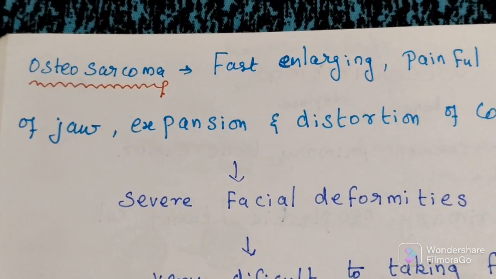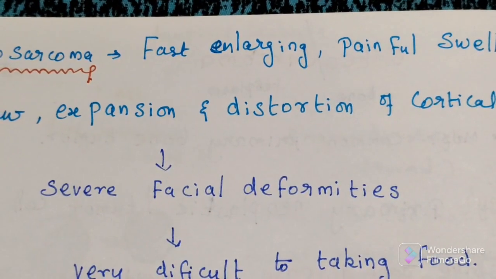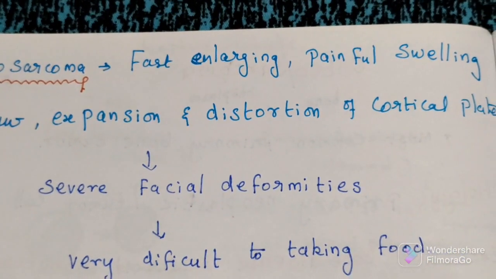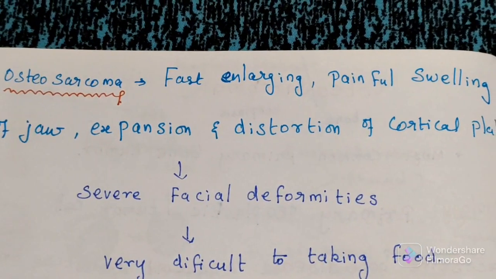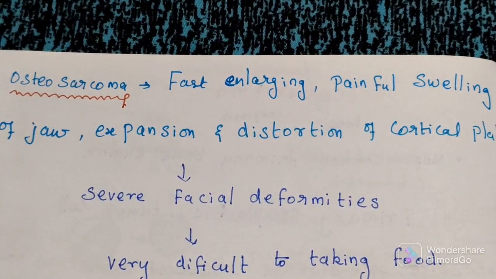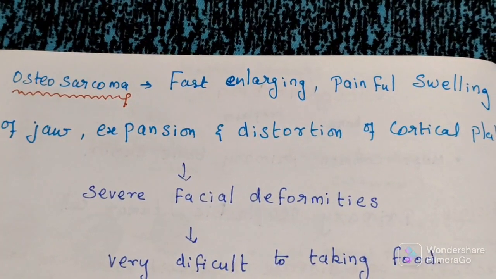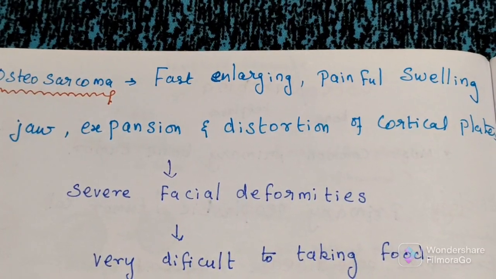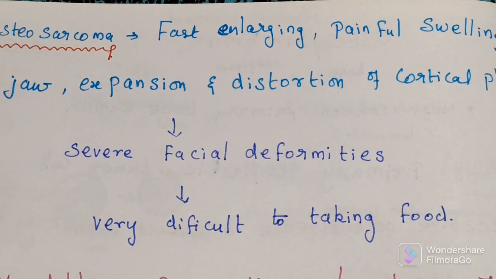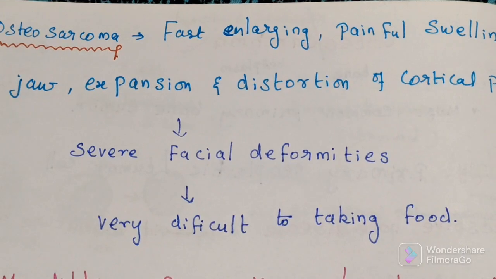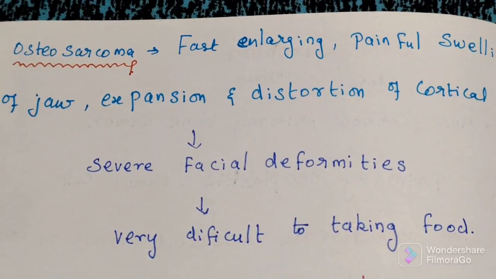Osteosarcoma: there is a fast enlarging painful swelling which will cause expansion and distortion of the cortical plates. So every time there is painful swelling and fast enlargement, confirm it will cause expansion and distortion of the cortical plate. So it causes facial deformities, and there is very severe functional deformity, so it is very difficult to take food.